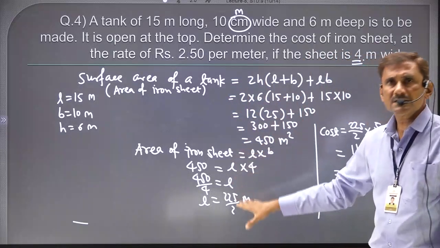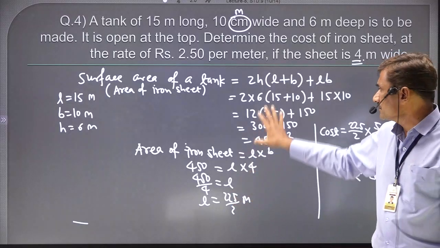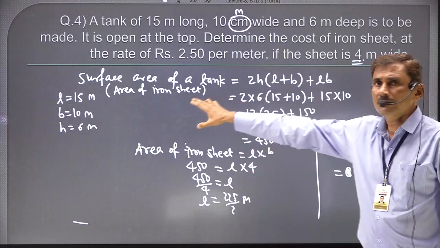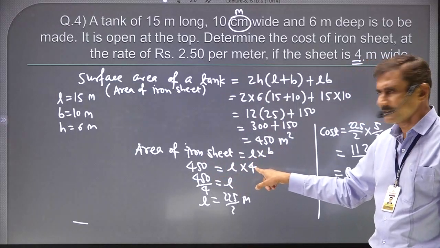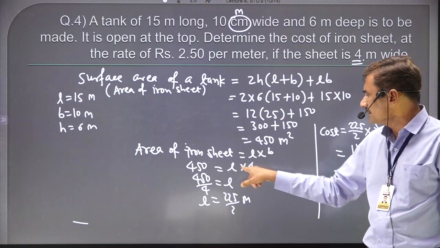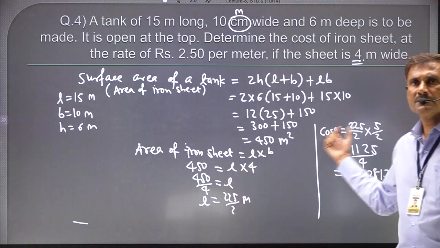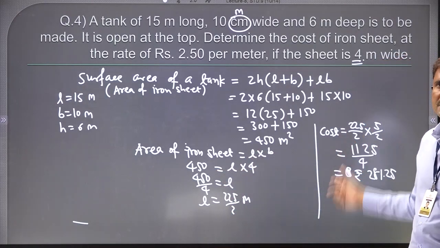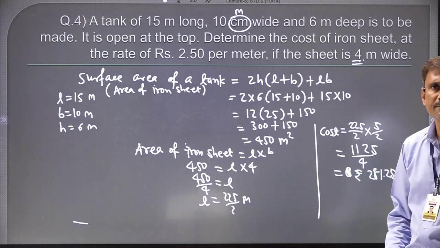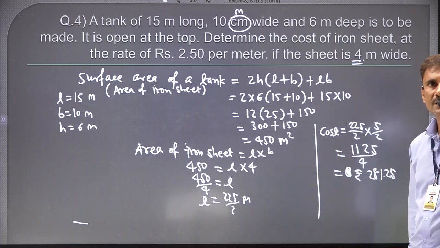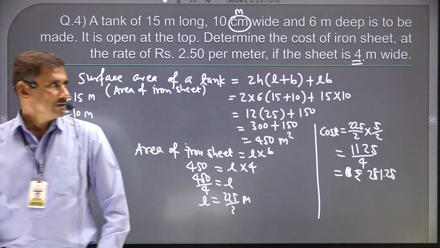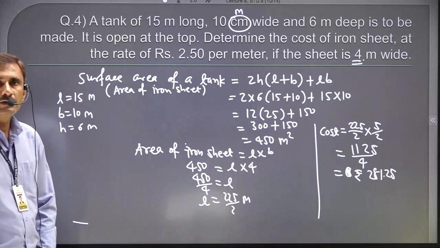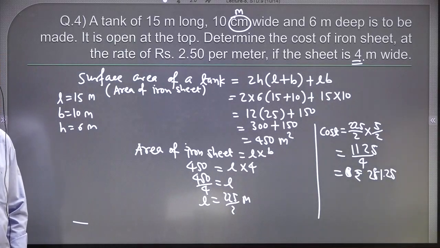So our requirement is here. This is the next topic. So this much area of iron sheet is required. Now whenever we go to the market, its width is fixed, but we determine the length. So after getting the length, just multiply by the rate. Rate is given as 5 by 2, 2.50. Okay, so we got it that way. Now you can understand it again, note it down, and you can also take a screenshot.